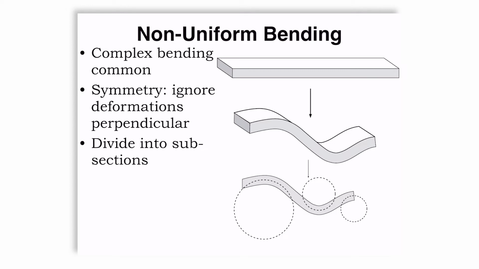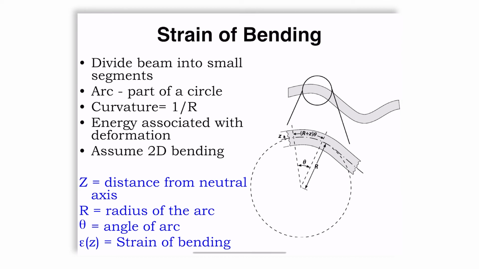So for beams, at least for beam mechanics, the trick is to ignore deformations perpendicular to the axis and divide it into subsections so that you get many curvatures and then find a way to sum them over the beam. So the strategy we're going to take for deriving the strain of bending is dividing the beam into small segments. Consider an arc as a part of a circle with curvature 1 by r and calculate the energy associated with the deformation. In order to do that, we need to define a few terms. Z is the distance from the neutral axis, r is the radius of the arc, theta is the angle of the arc, and epsilon z is the strain of bending.